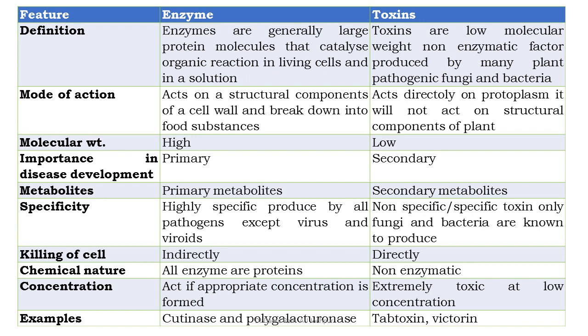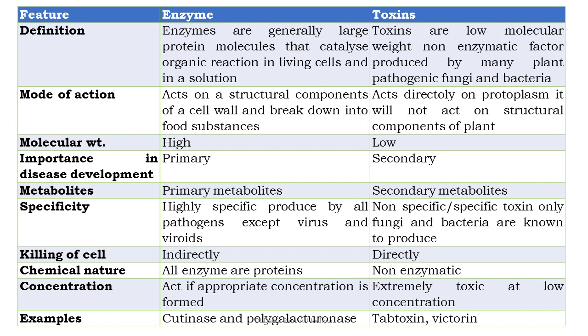Enzymes are generally large protein molecules that catalyze organic reactions, and toxins are low molecular weight, non-enzymatic factors produced by many plant pathogenic fungi or bacteria. In mode of action, enzymes act on a structural part of the plant, that is the cell wall, while toxins act directly on the protoplasm and do not act on a structural component of the plant.